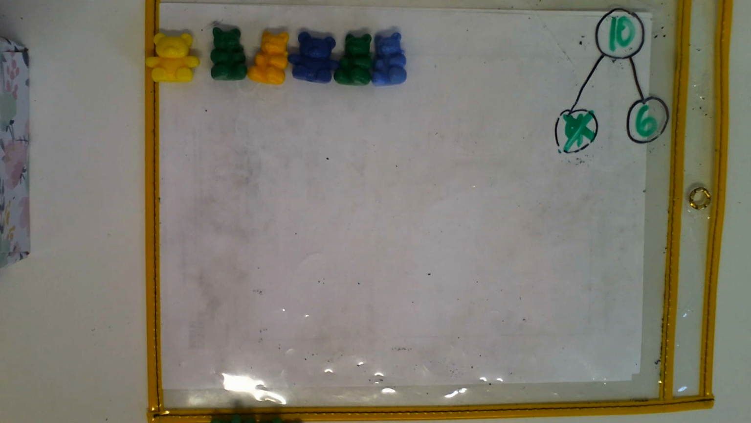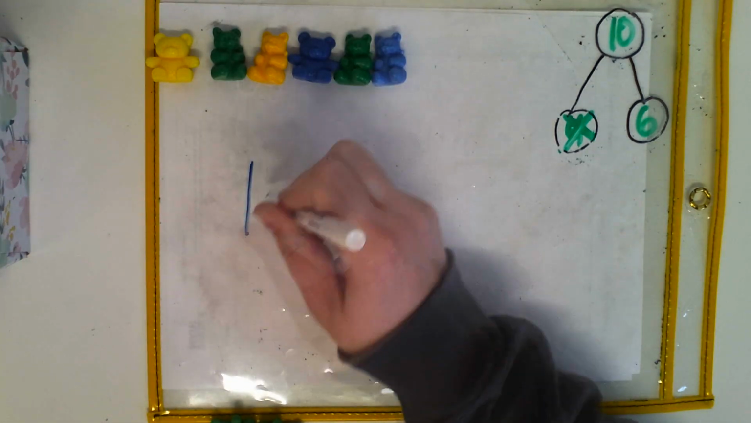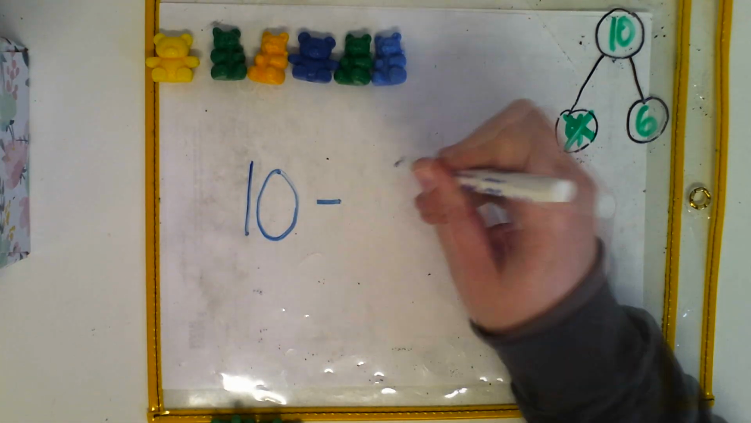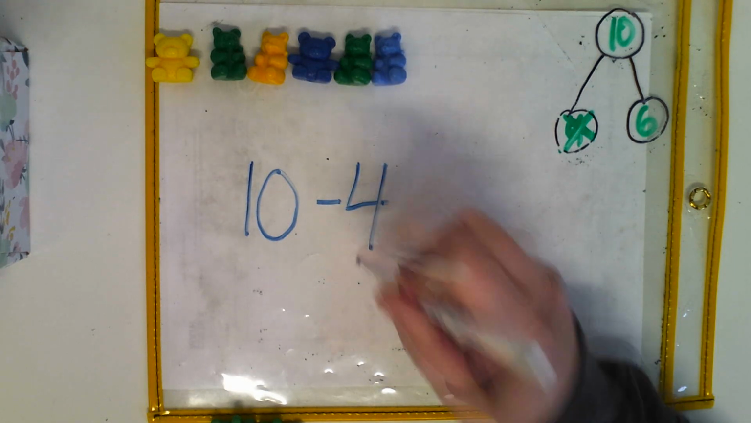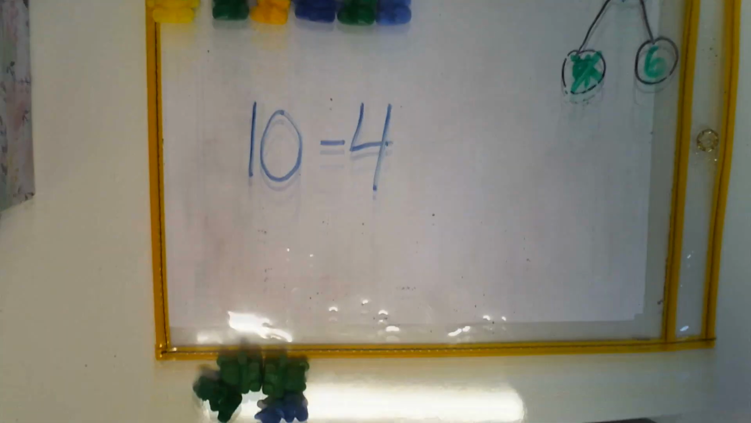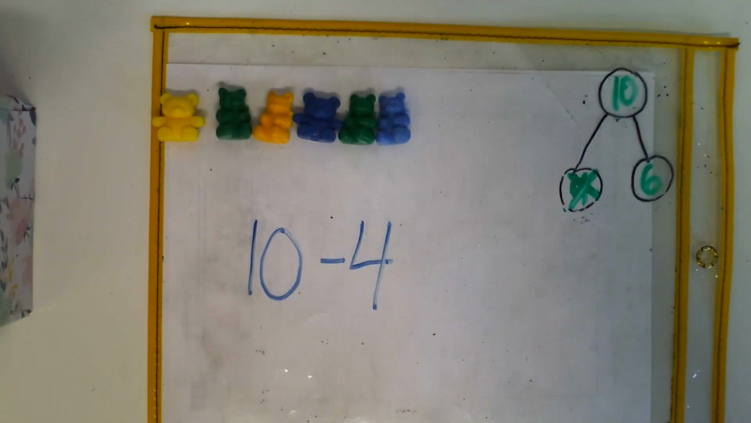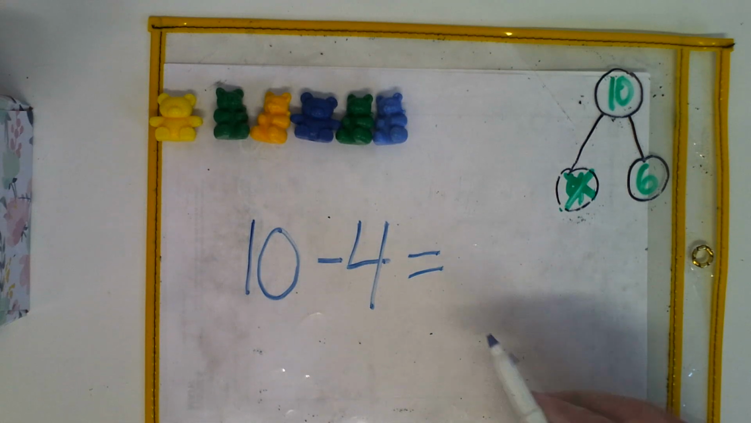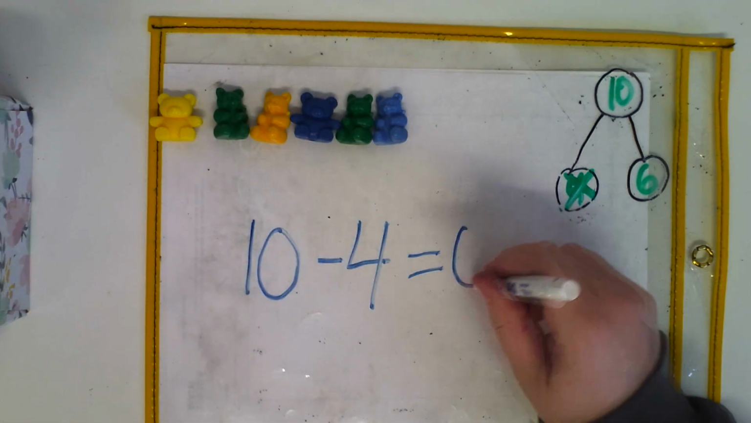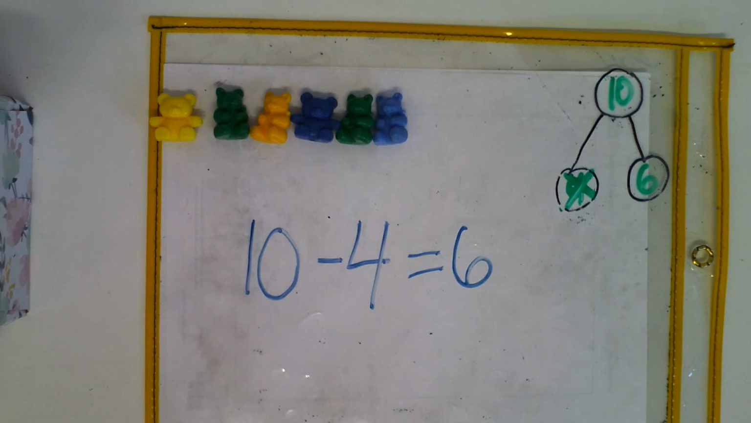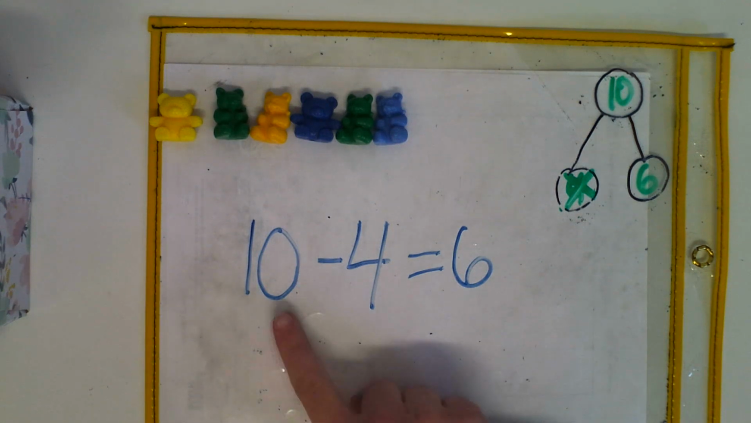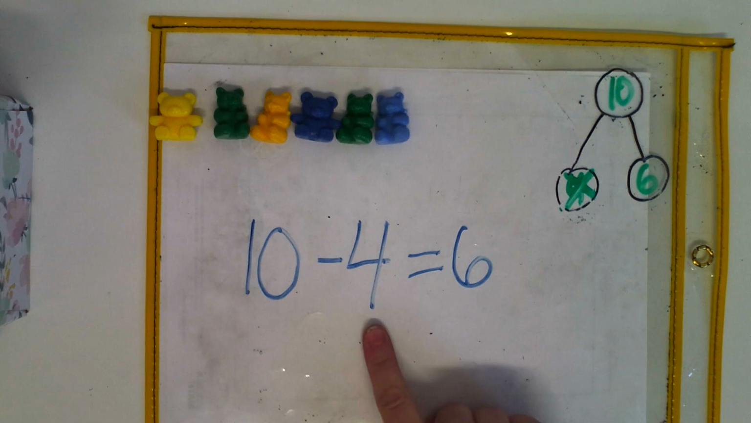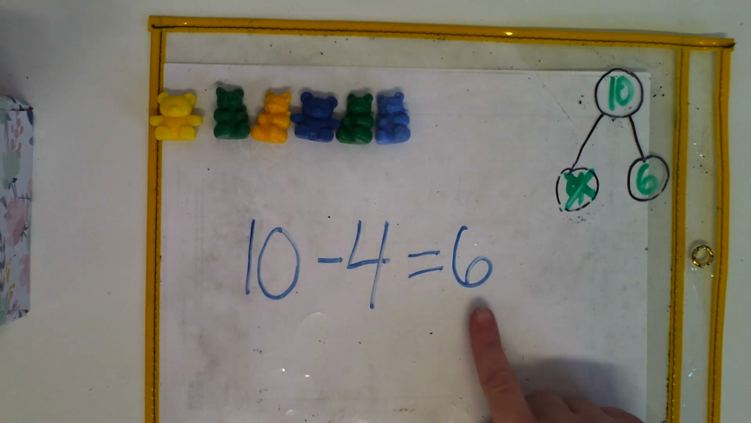Now, let's see if we can make this into a number sentence. Are you ready? So how many bears did we start with? 10 bears, and then 4 of them went to sleep in a cave, right? I have my 4 over here, 4 bears in a cave. So now I need to know how many are left. That equal sign lets me know how many are left. And we said there are 6 left. Let's read it. Are you ready? 10 take away 4 leaves 6.